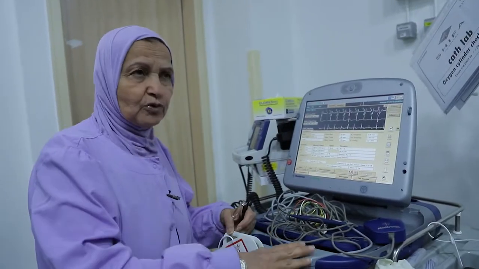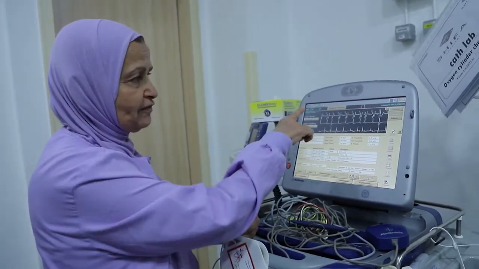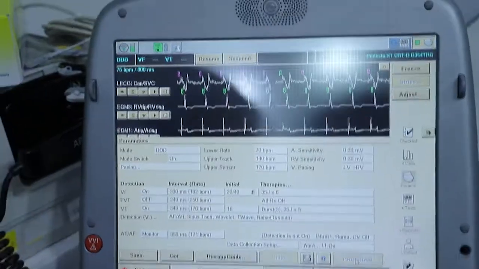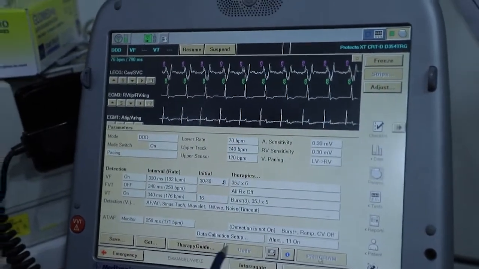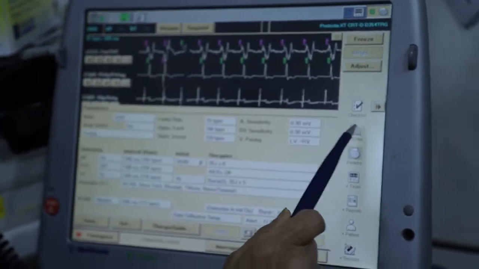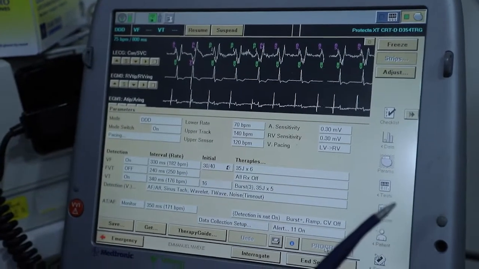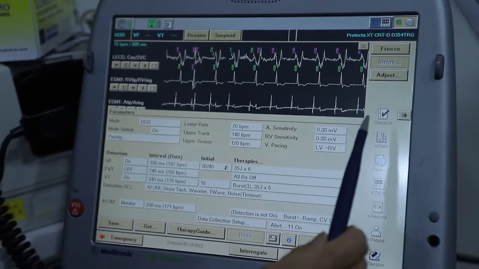Preparation of the case, the programmer, and interrogation of the device was very important, especially as we have telemetry and can deal with it. We were turning off all the therapies unless he gets VF, and he already got one when we started. This is his interrogation screen, and we were turning this off and this off so that he does not get shocks from interference in the room.